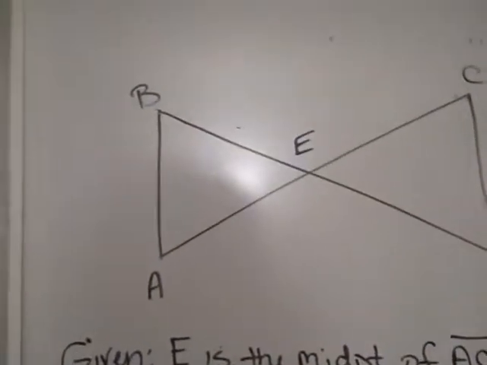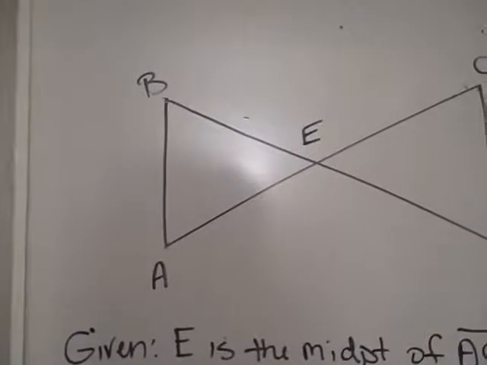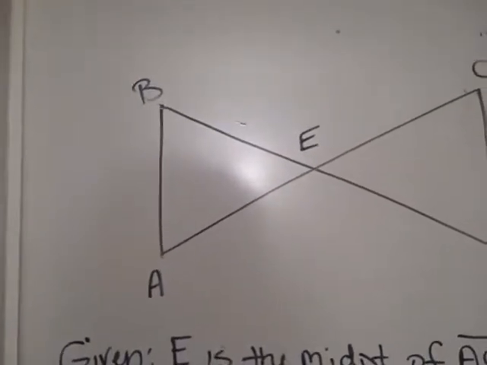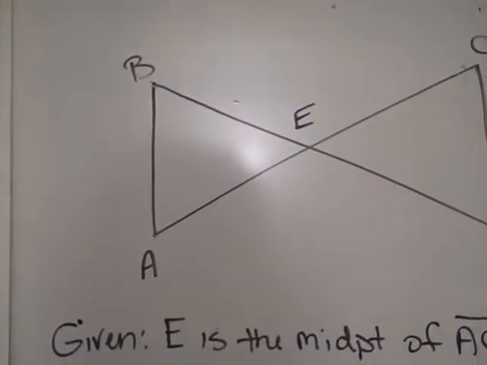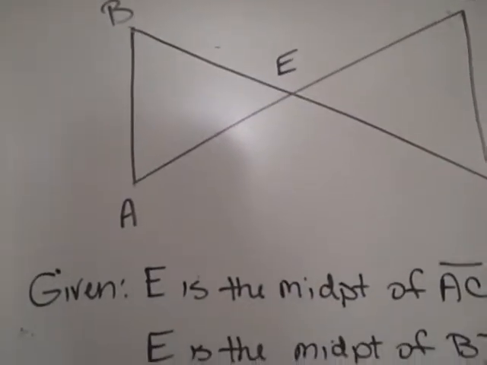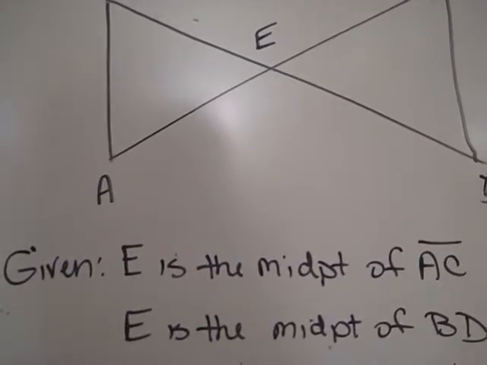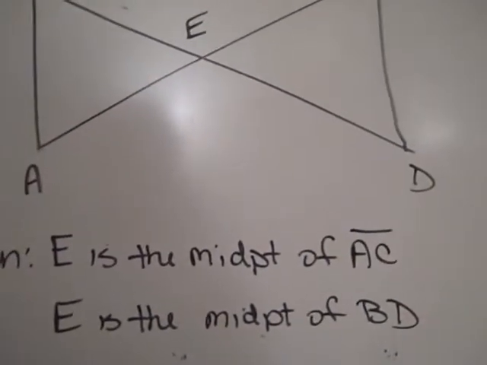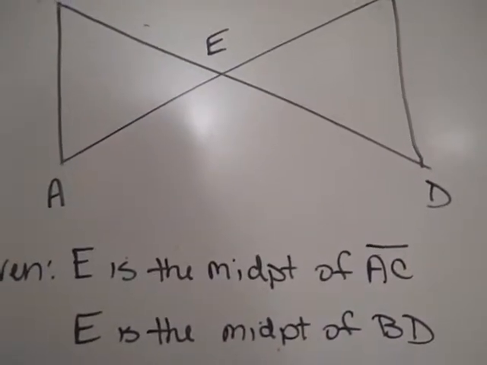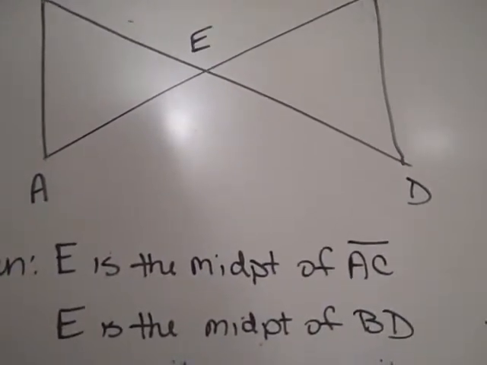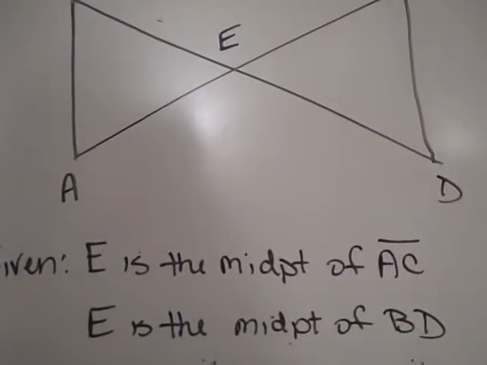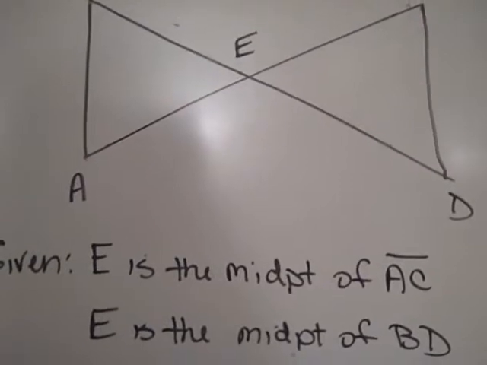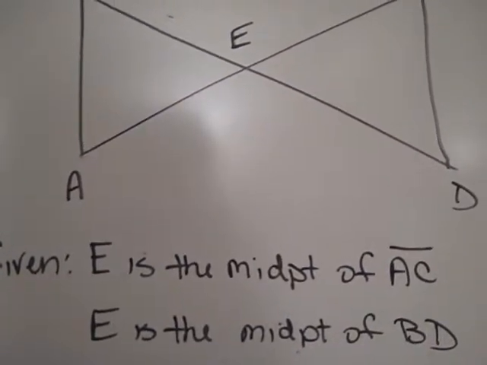This is going to be my third and final proof. As with all of our other proofs, you know that the first two lines in your T-chart have to be your givens. And in this particular case, your givens are E is the midpoint of AC and E is the midpoint of BD. Many of you should recognize this proof because we took a quiz on it.